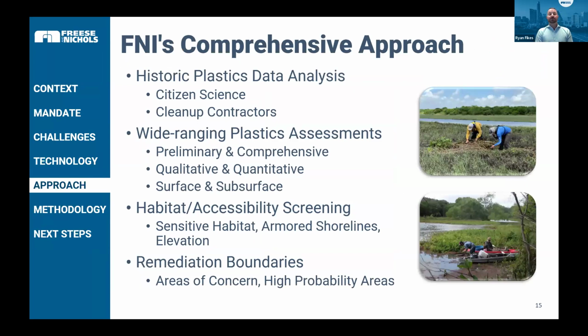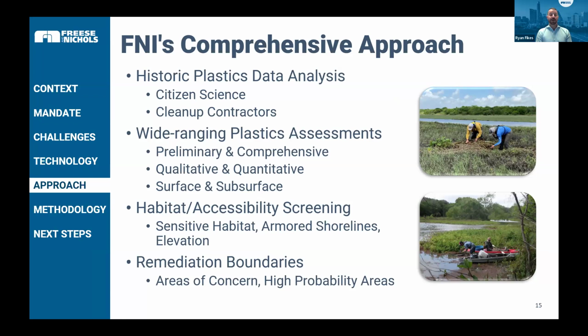So the meat of what we're talking about today is this. This is the comprehensive approach that Freese and Nichols has worked over the past 4 years to develop on this project, and hope to carry forward on many others. And it all starts with looking at that historic plastic data. So citizen science data, from things such as Nurdle Patrol, which is based here in Texas. Jace Tunnell out of the Harte Research Institute at Texas A&M Corpus Christi leads that effort. But also previous cleanup contractors as hired by the manufacturer prior to Freese and Nichols coming on board, and prior to the Clean Water Act penalties.